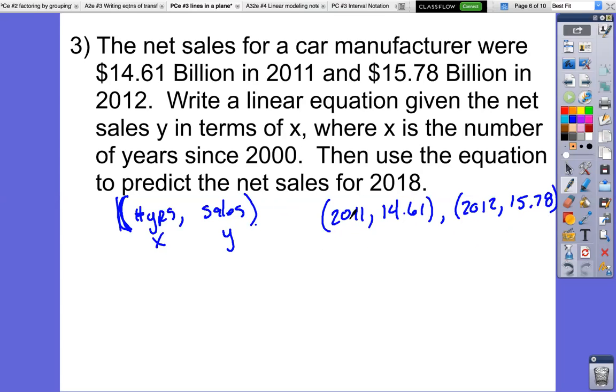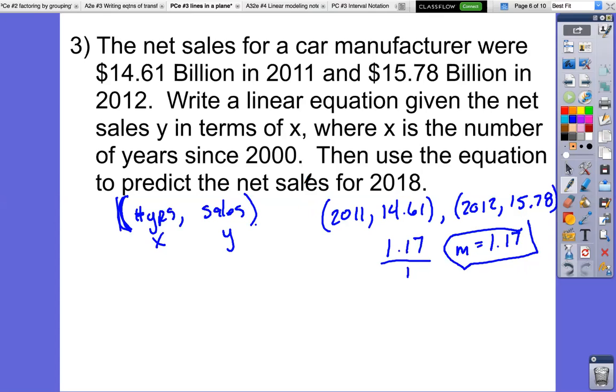So find your slope. How is it changing? So 15.78 minus 14.61 looks like it's going to be 1.17. 2012 minus 2011 is 1. So my slope is 1.17. Now, what does that mean in the context of this problem? Make sure you're ready to answer those questions. What that means is each year, I would expect that I'm going to increase by $1.17 billion.